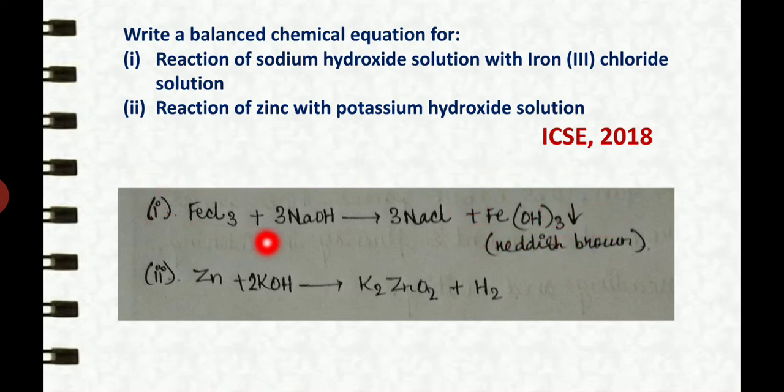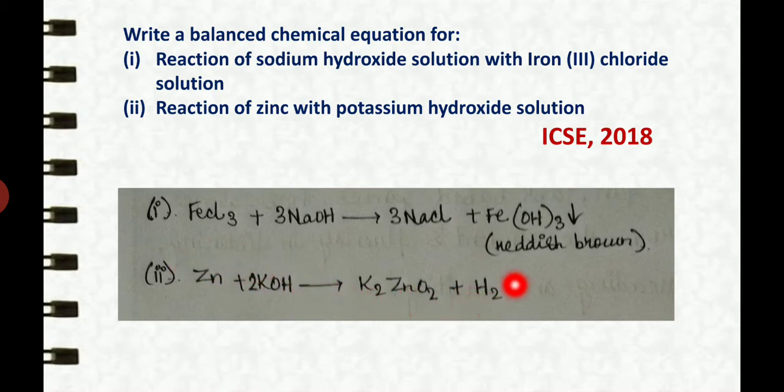So this is a balanced chemical equation. So when sodium hydroxide reacts with ferric chloride FeCl3, then NaCl, that is sodium chloride, is formed and along with it a reddish brown precipitate of Fe(OH)3 ferric hydroxide is formed. And in the next case, what will happen? You have to just write the balanced chemical equation for the reaction of zinc with potassium hydroxide solution. So when zinc reacts with potassium hydroxide, Zn plus KOH, what will happen?